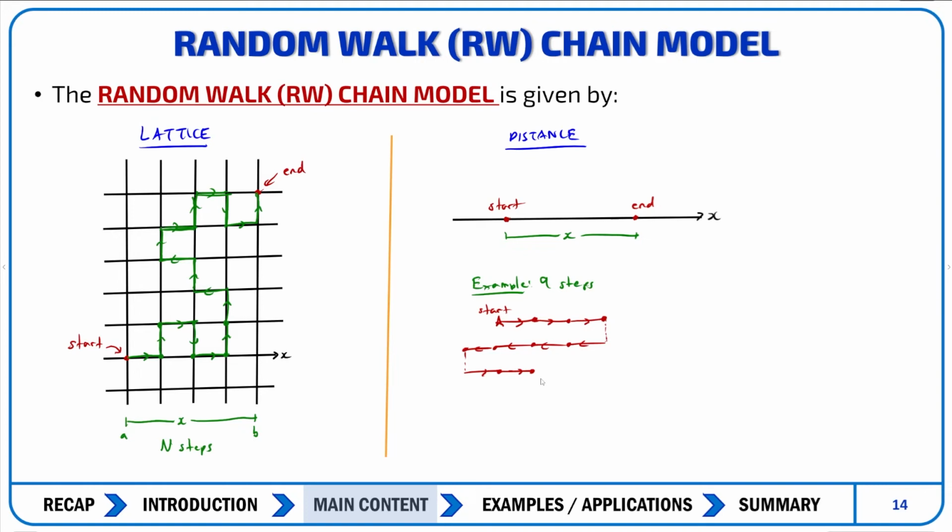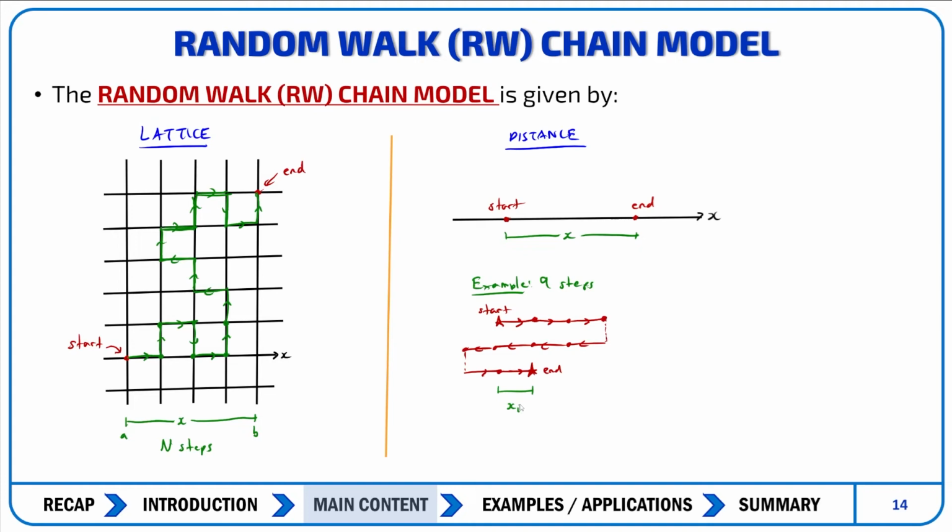Okay, so what this tells me is I have a start and an end, and overall the total distance that I've traveled is from here to here, and we call this a total traveled distance of x_i. So these are just different ways of representing a random walk chain model that you can use moving forward. It's just a very graphical way of representing this.